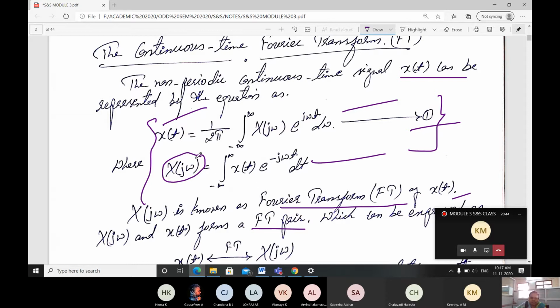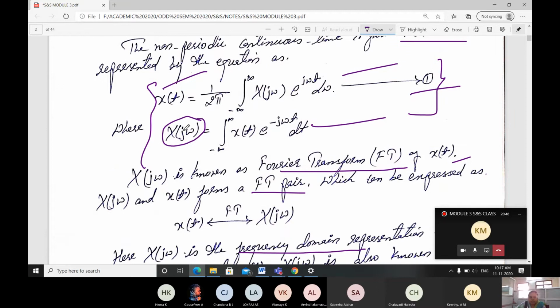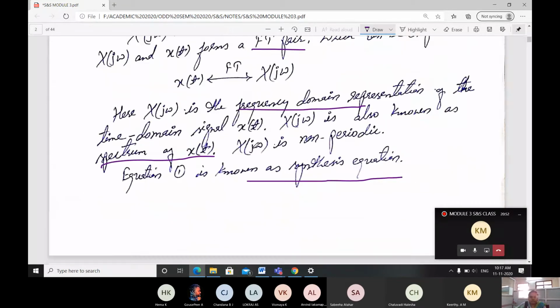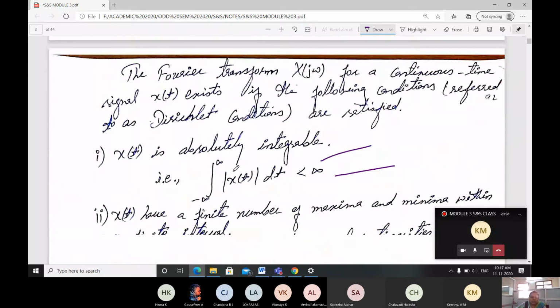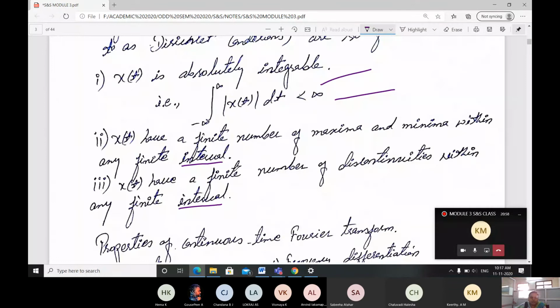This is in terms of frequency domain. Or else this equation is called the Fourier transform. This is called the inverse Fourier transform also. Okay, x of t signal. Then we will go with the properties.